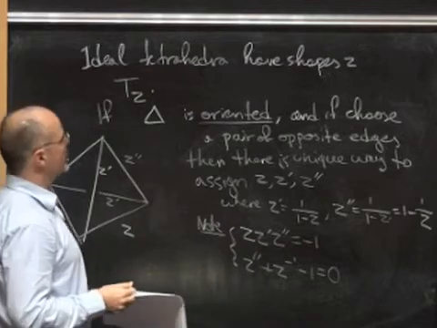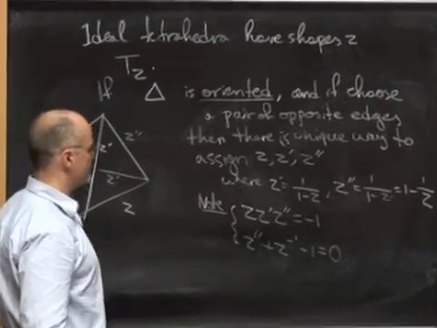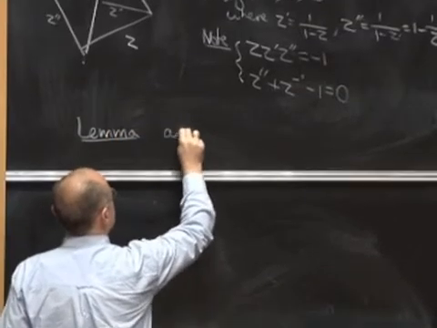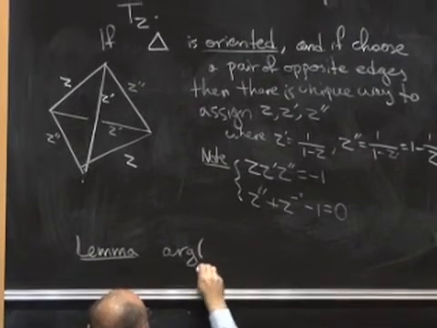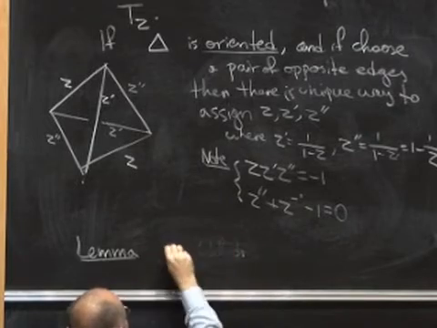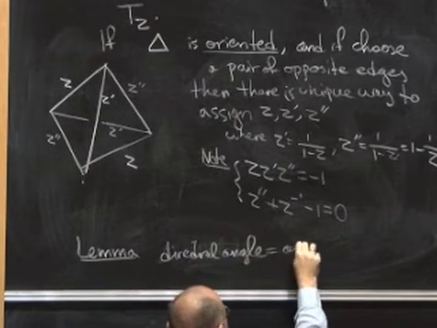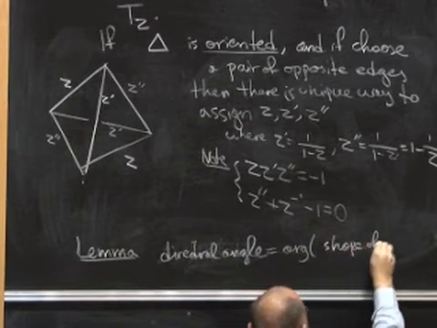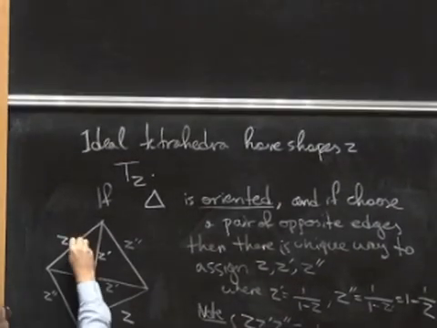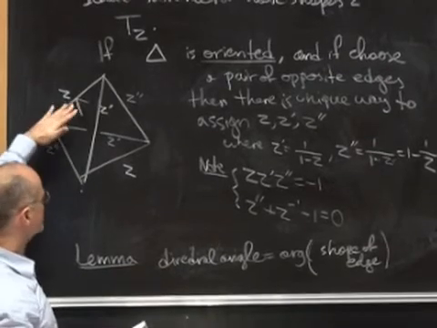Okay. So if we have an ideal tetrahedron of shape Z, then we can really assign shapes to all the edges according to this rule. Then there is a little geometric lemma that says that the dihedral angle is the argument of the shape of the edge. So for instance, the dihedral angle here is going to be the argument of Z, of the ideal tetrahedron.